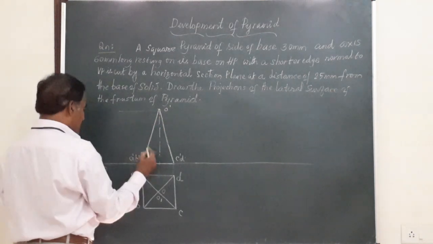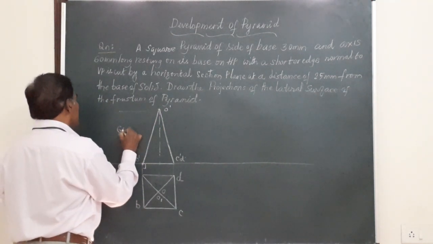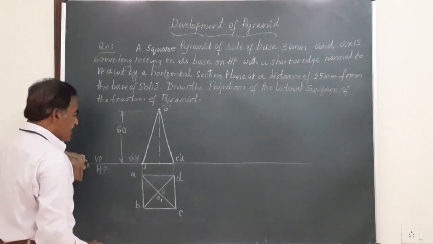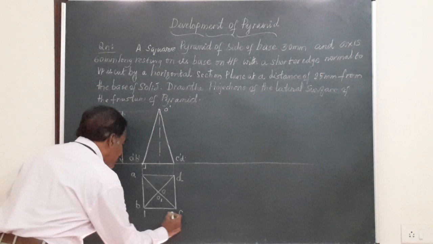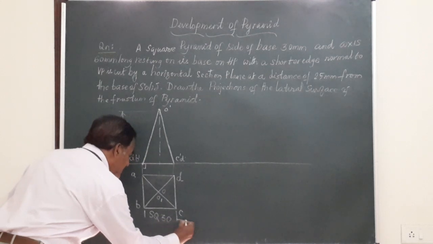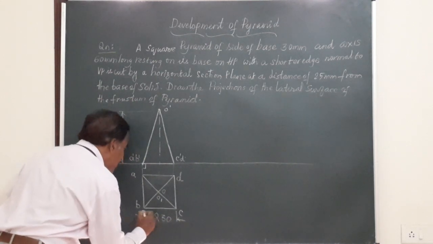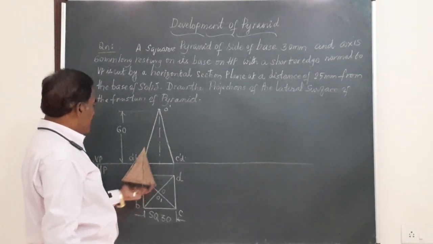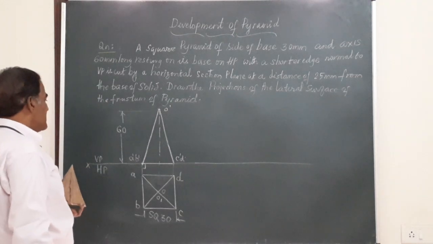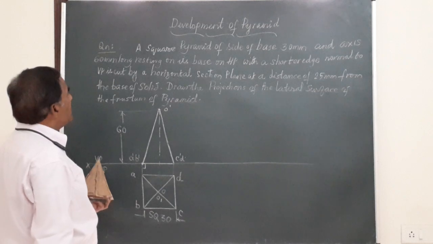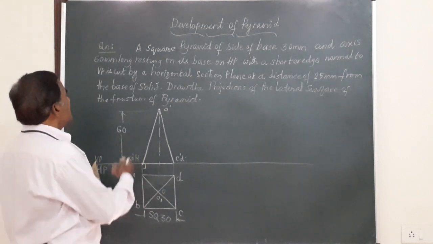Let me mark the height. The height of the solid is 60 mm. This is shown from the base, and here this is a square of side 30 mm. So I will say SQ30, SQ representing a square having 30 mm side. So all the sides are 30. Friends, I have got the front view a triangle, and the top view a square with the center joined to all the corners. And now we have to see how the section plane is cutting this solid.